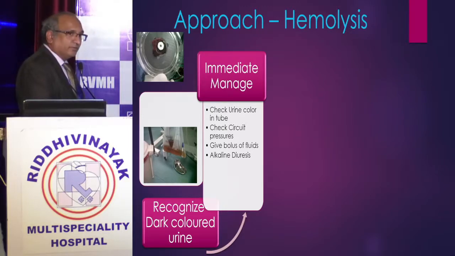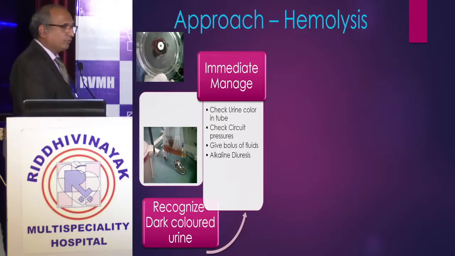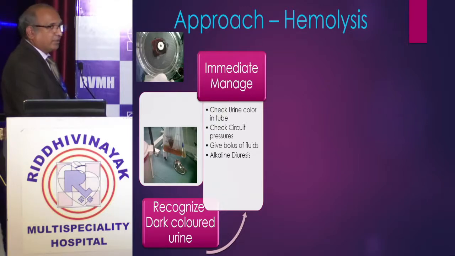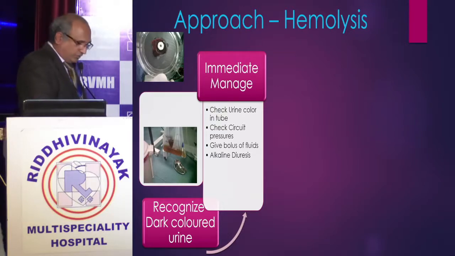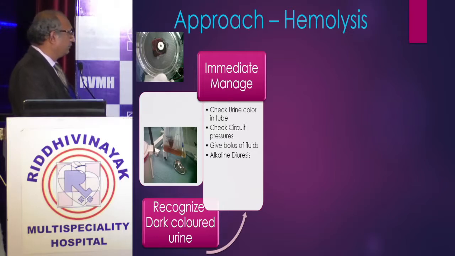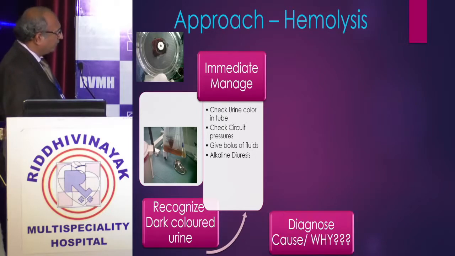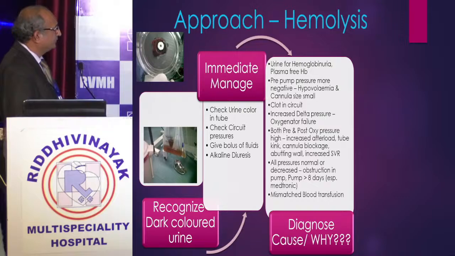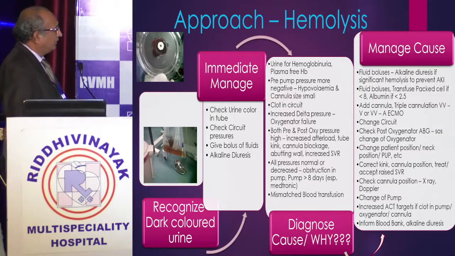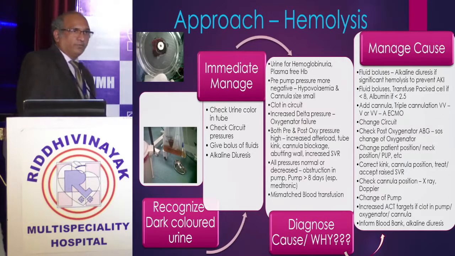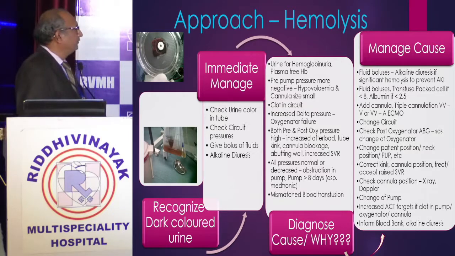Check the circuit pressures. If the P1 is too negative, that can lead to hemolysis. If your P2, P3 are too high, again that can lead to hemolysis. So find out what is the cause. If your delta pressure is high, again it can lead to hemolysis. So you check the circuit pressure, you will get the cause. Give a bolus of fluids, and if the hemolysis is significant, to prevent kidney injury think in terms of alkaline diuresis. Send urine for hemoglobinuria or plasma-free hemoglobin to confirm the diagnosis.